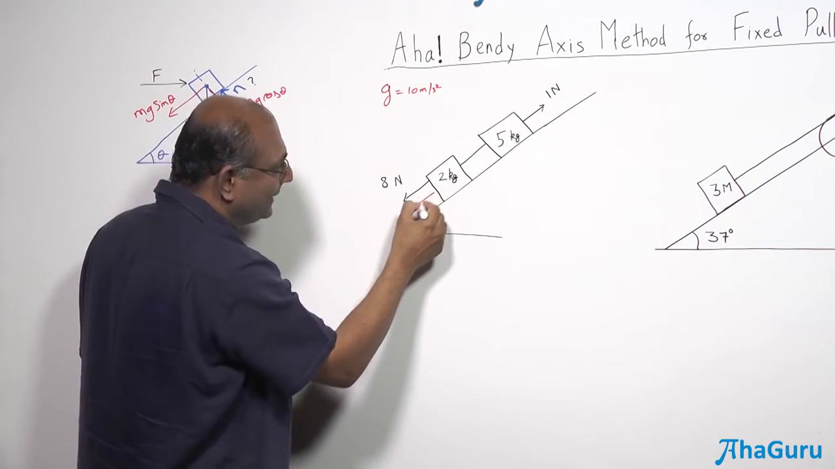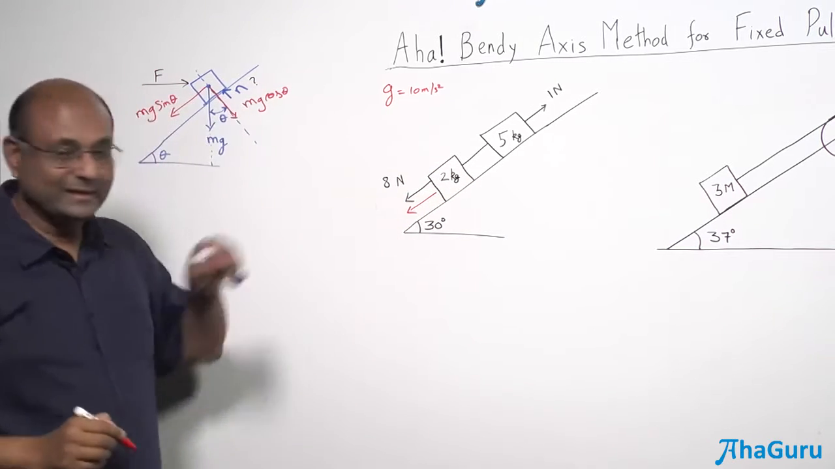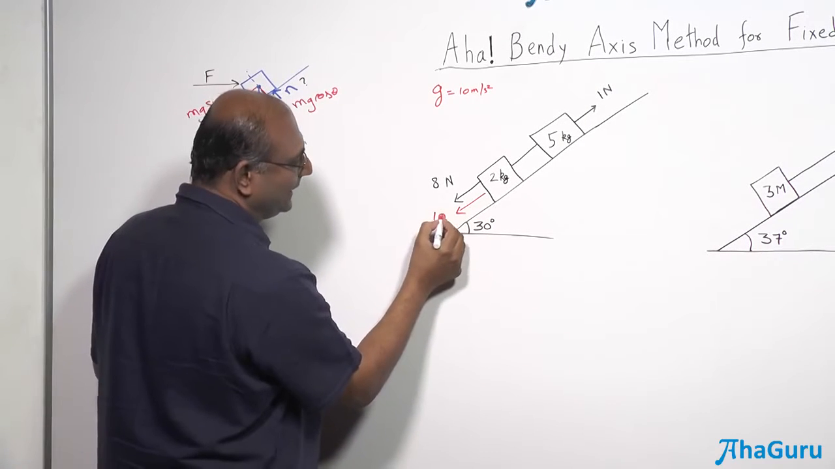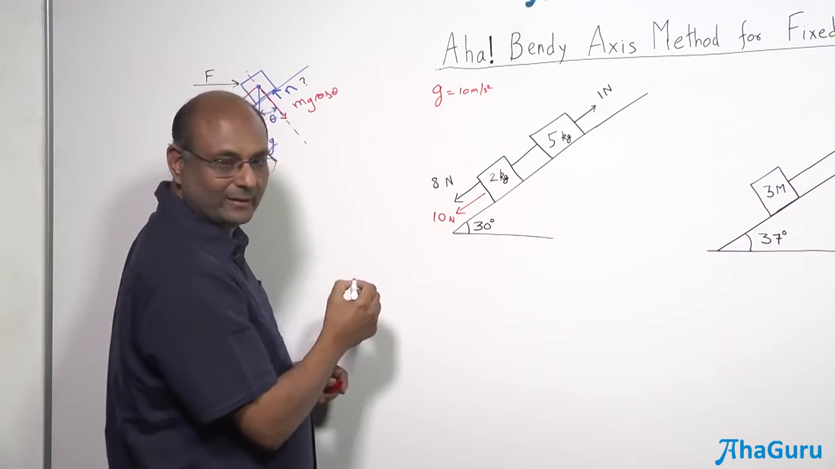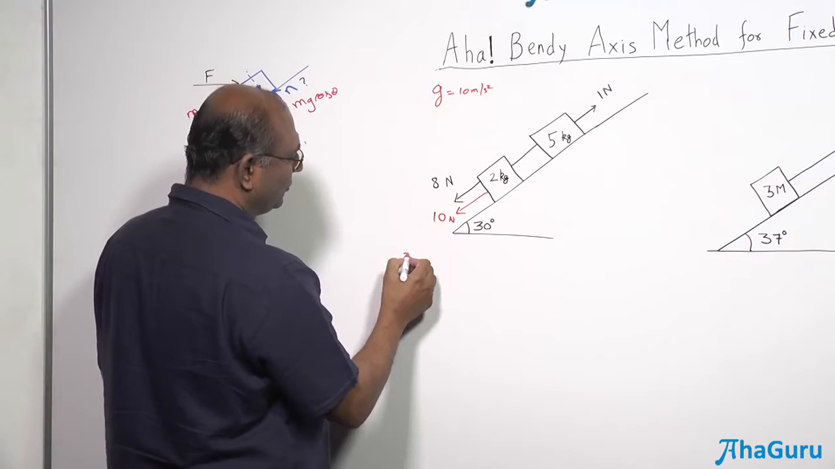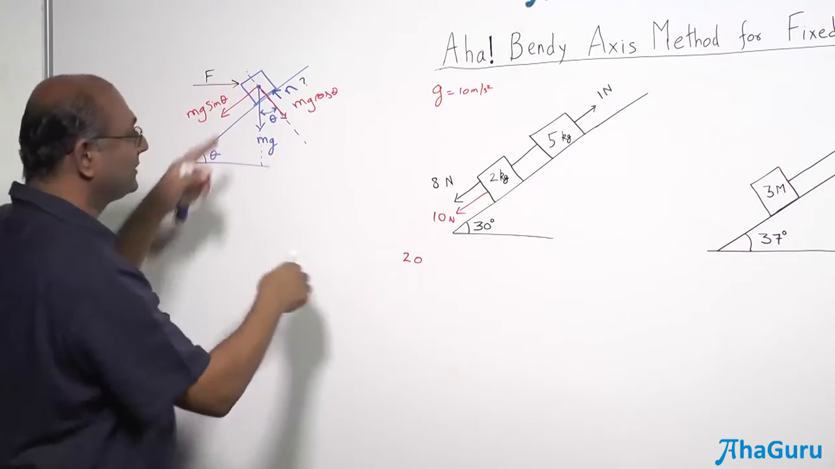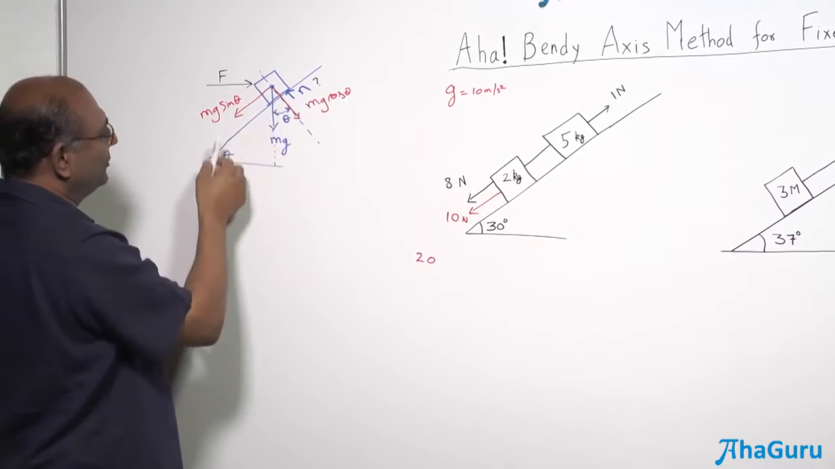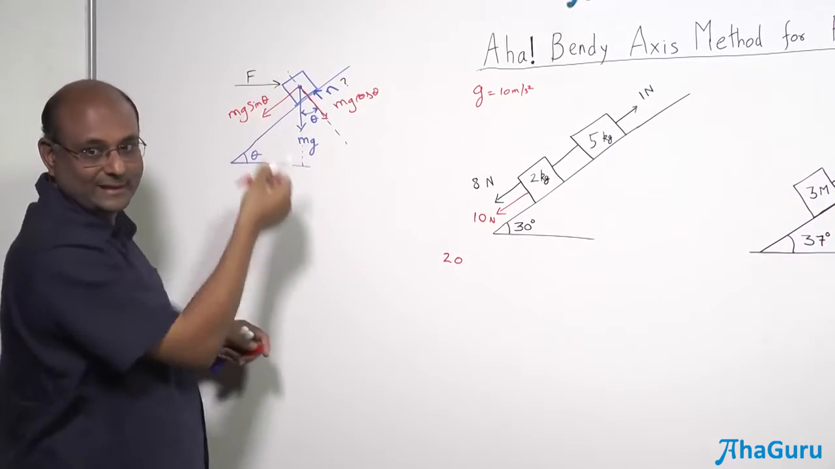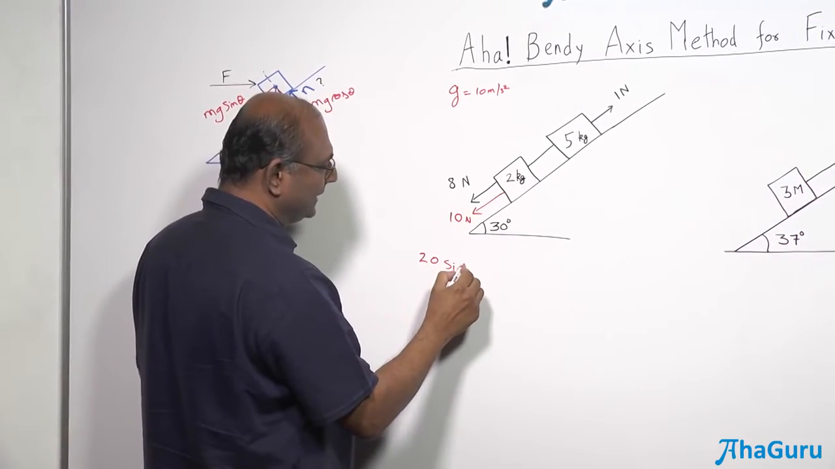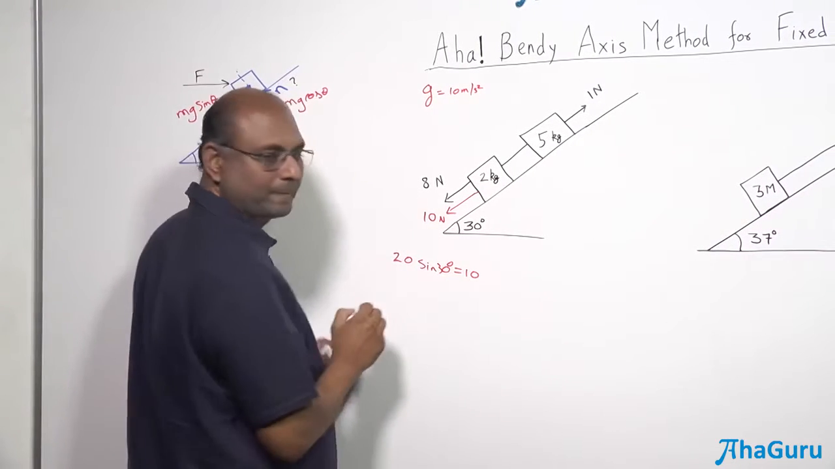So this must be 20 sine 30. Sine 30 is half. So 20 sine 30 will give me 10 newtons. Do you see why? Because I've got 20 newtons sine 30. Now I don't need to think too hard about it, because if I know this angle is theta, this must be mg sine theta. If you remember it, you can use it. This is 20 sine 30 degrees, which is 10.